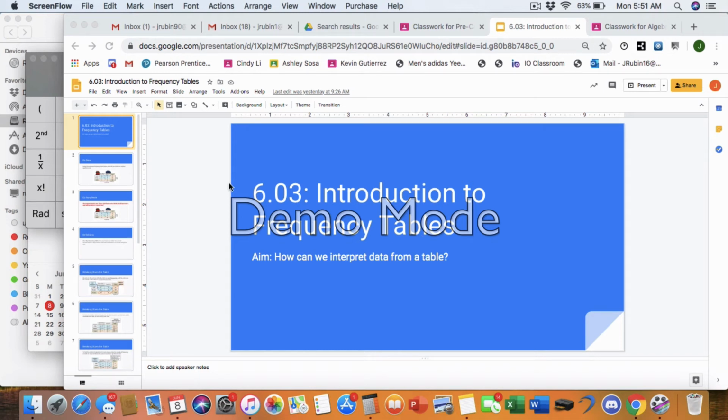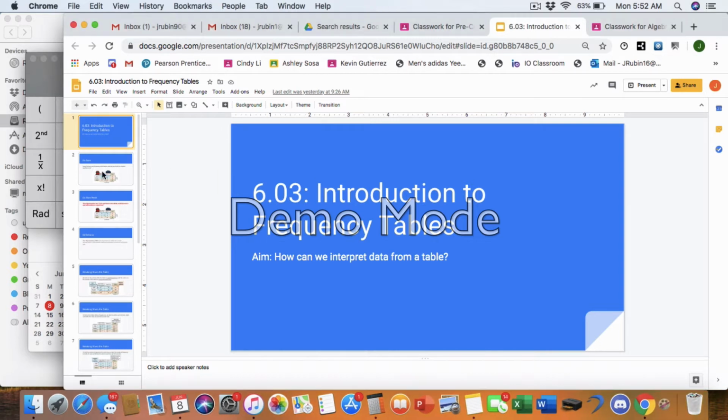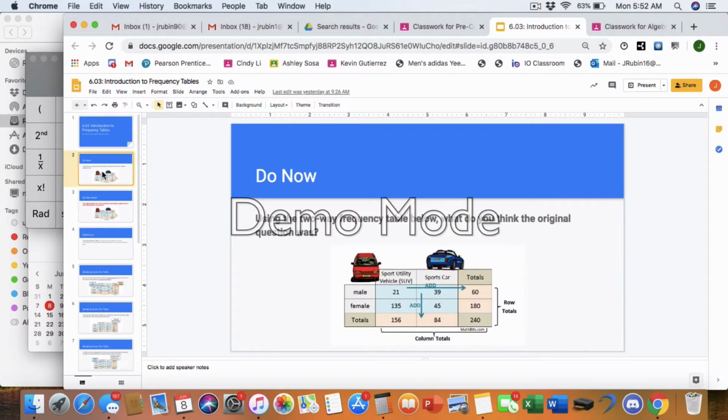Good morning, guys. Today's lesson is 6.03, Introduction to Frequency Tables, and today's aim is how we could interpret data from a table. So you're due now. Using the two-way frequency table below, what do you think the original question was?